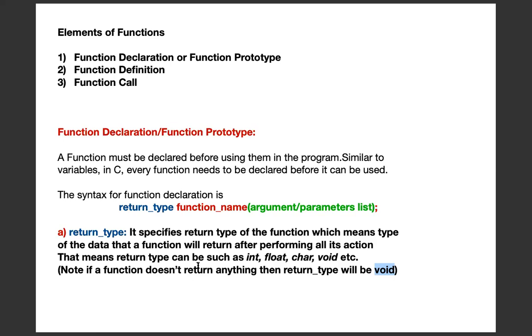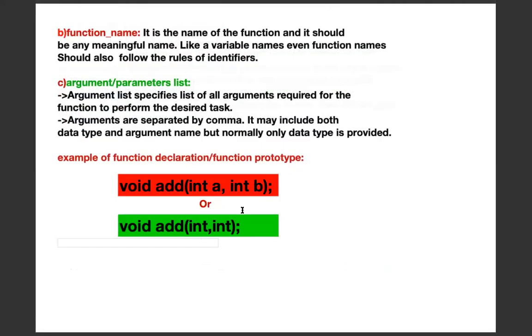Next, after the return type, what are you supposed to write? Function name. What is the meaning of that? Function name is the name of the function, and it should be a meaningful name. Don't give whatever you feel like. Whenever somebody else sees the name of the function, they should understand what exactly it is going to perform.